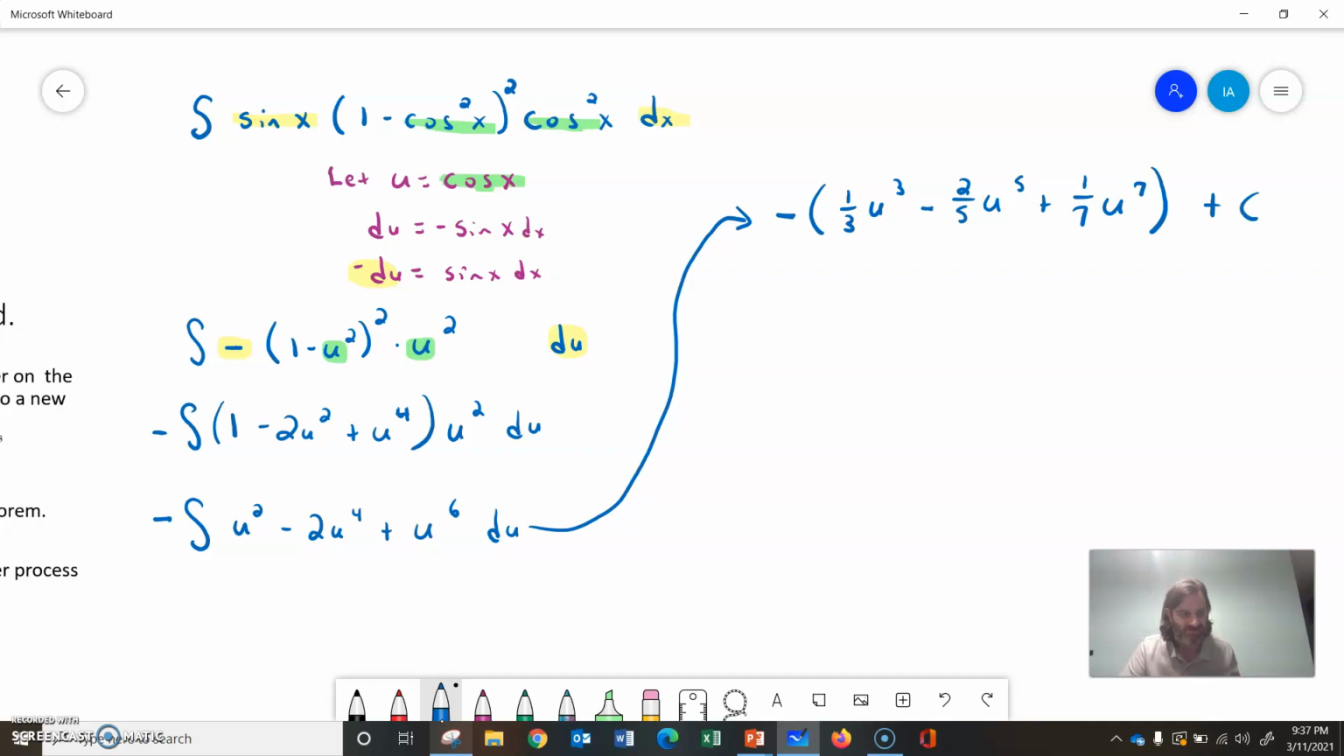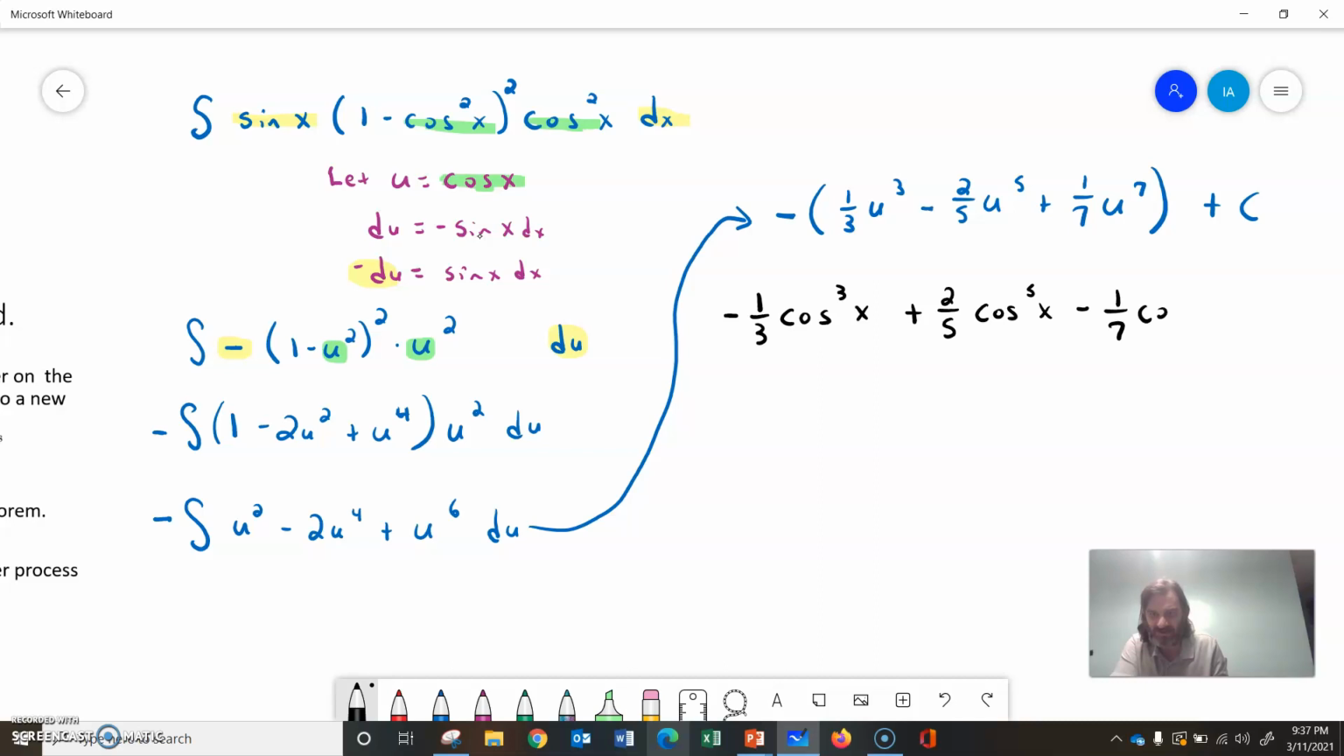I'm going to pause and make sure I haven't made a mistake. Okay with this? So I'm going to distribute my negative through and replace my u's back with cosine. So it'll be minus 1/3 cosine cubed of x plus, distributing that negative, 2/5 cosine to the 5th of x minus 1/7 cosine to the 7th x plus c. I know how you like to forget plus c.